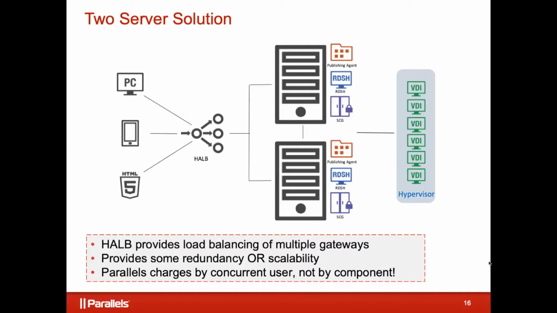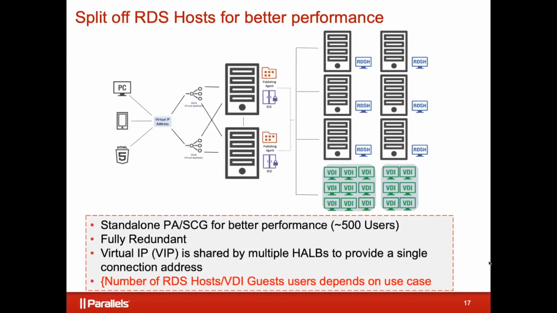And usually the next step that people take would be something that looks like this. So now I've got the publishing agents and gateways running by themselves on their own server. If we look at the load balancer, I have more than one of them for redundancy. And the new piece on this slide is that little box that says virtual IP address, if you can squint into the WebEx a little bit.